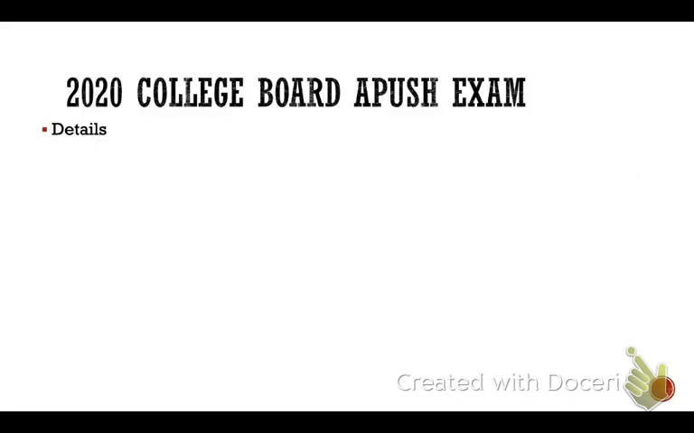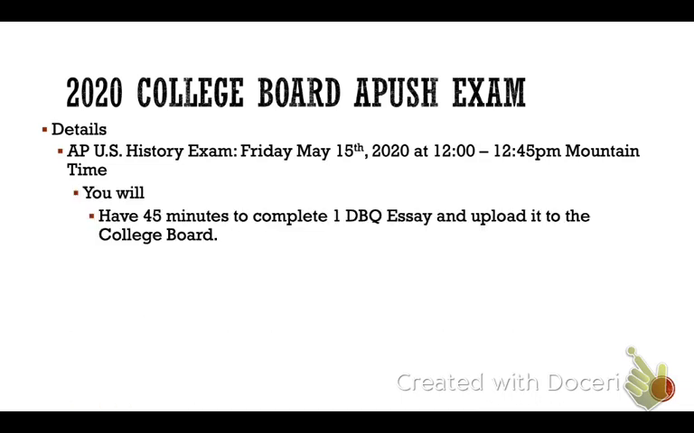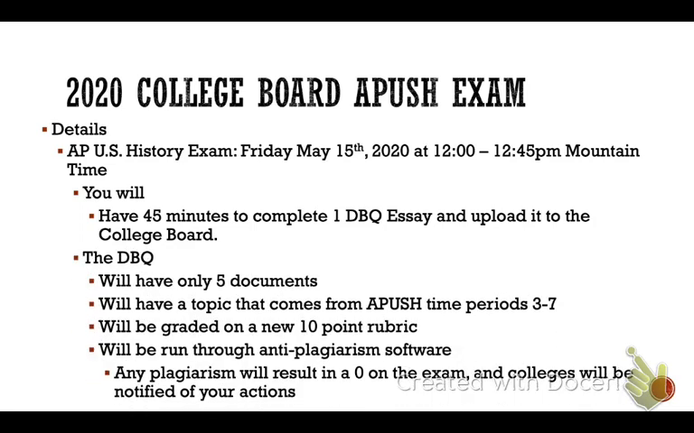Okay, so here we go. So first, some of the details. So remember, your AP U.S. history exam is on Friday, May 15th from 12 noon to 12:45 local time here. So you will have 45 minutes to complete one DBQ essay that then you will upload back up to the College Board's website. So remember that a couple things about this DBQ.